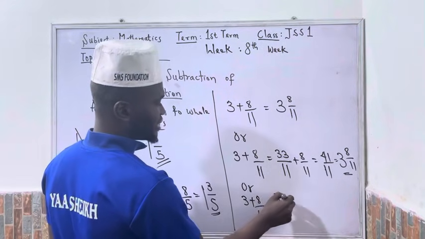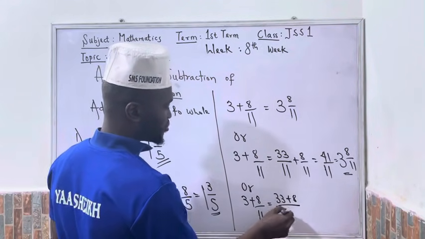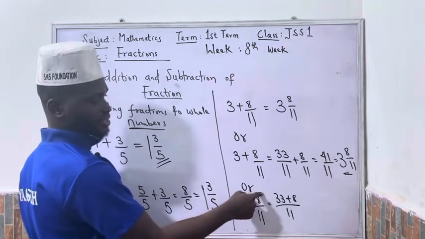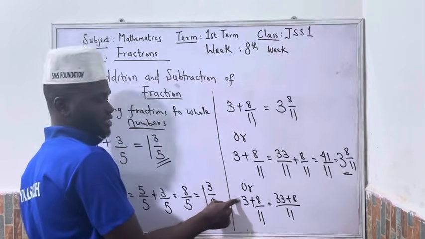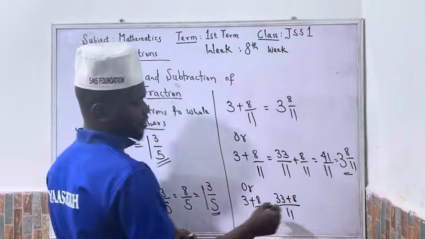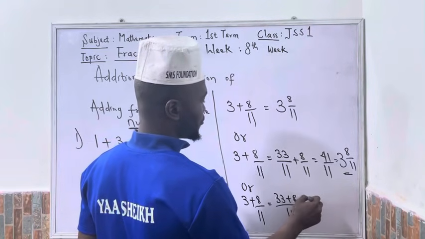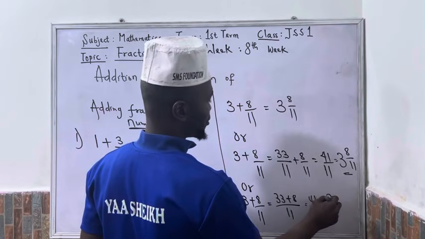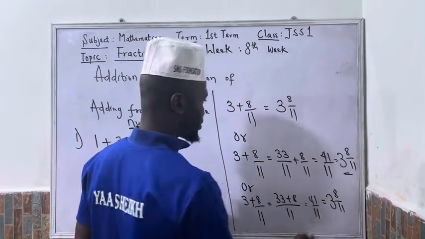33. Then add the 8, straight plus 8, then put over 11. Just do 11 times 3 plus 8. 11 times 3, that's 33 plus 8. I'll just give you that. So finally, I will have what? 41 over 11, which will still later result to 3 whole number, 8 over 11.